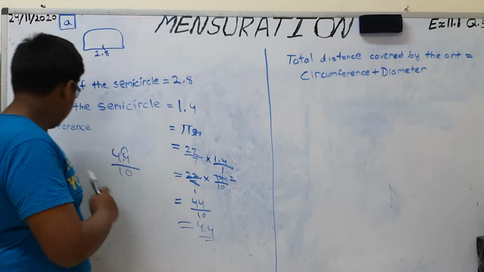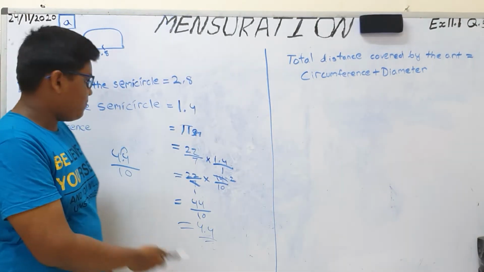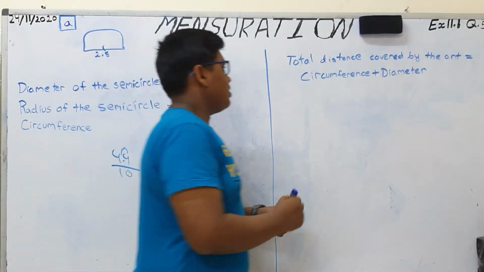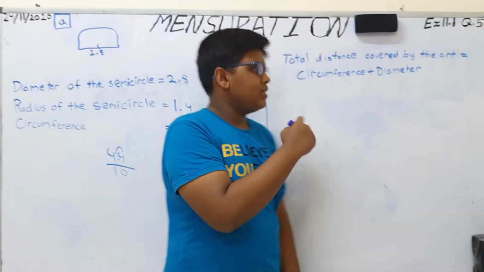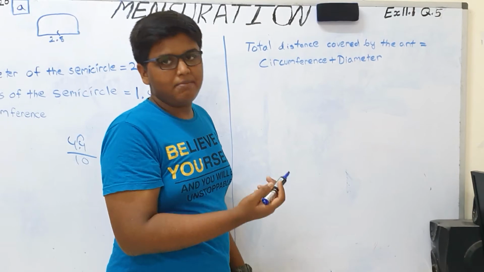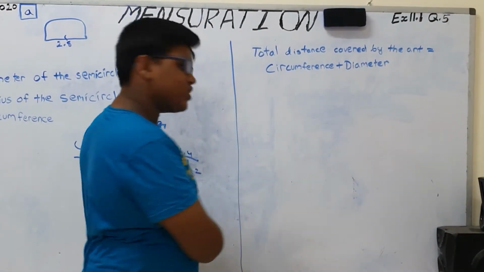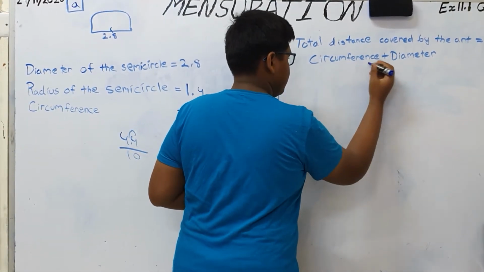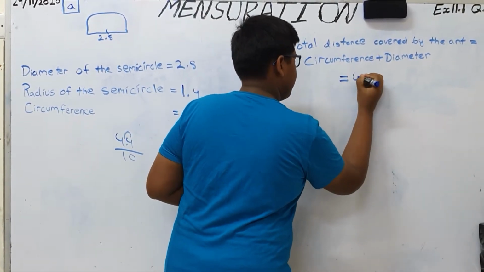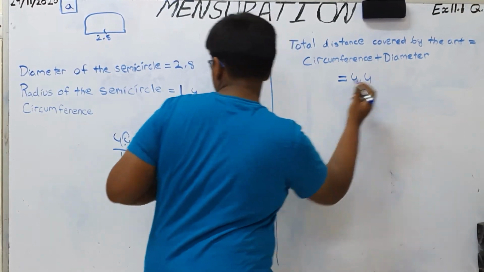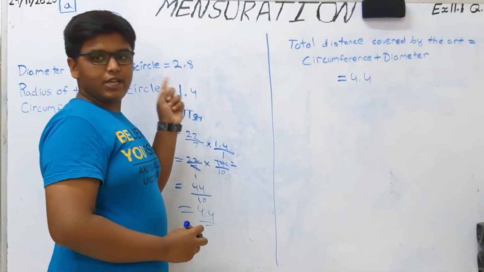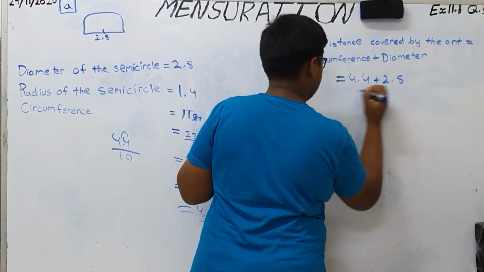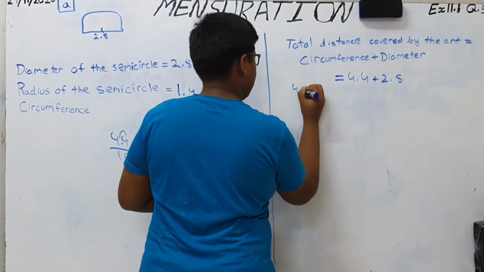Okay, so now we have found the circumference of the semicircle, which is 4.4. Now what we have to do is, total distance covered by the ant is equal to the circumference plus the diameter. The circumference, as we found here, is 4.4. So it is equal to 4.4 plus the diameter. The diameter is 2.8 centimeters. Now we have to add them first.